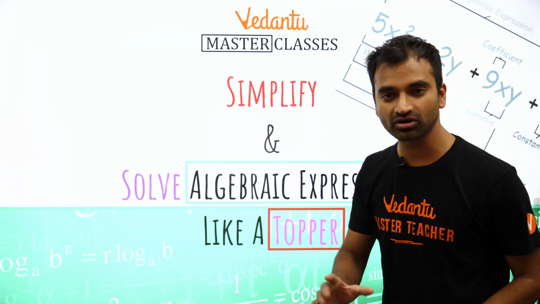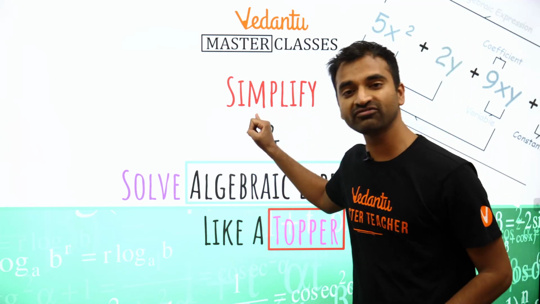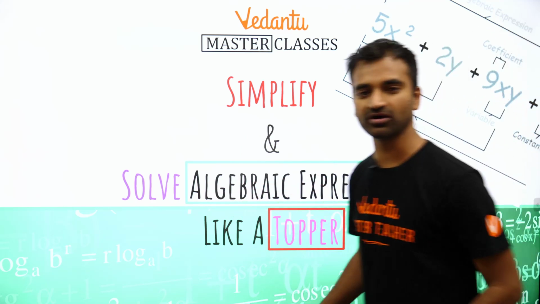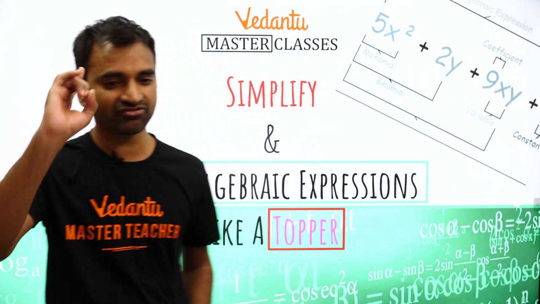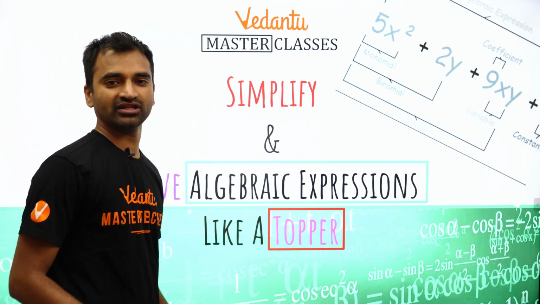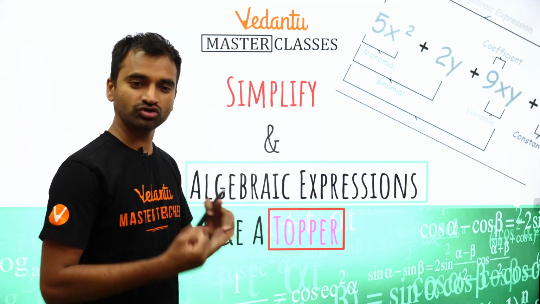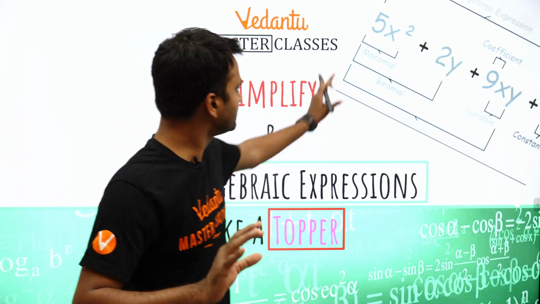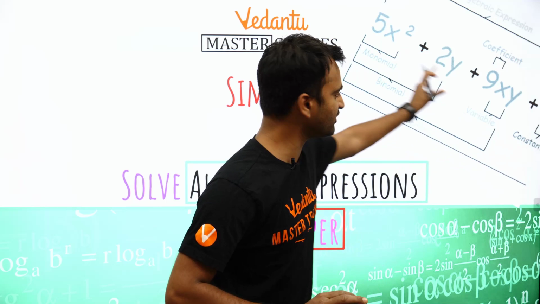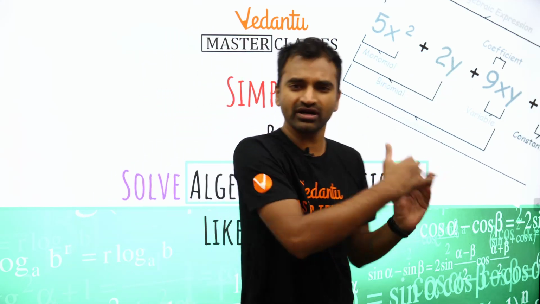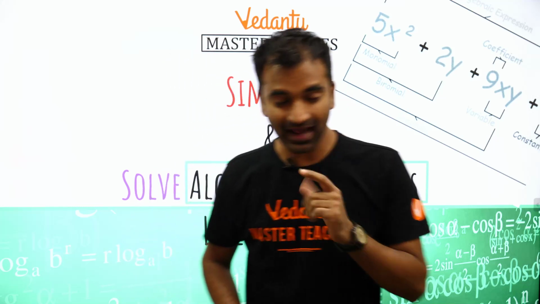We are going to find out how to simplify and solve algebraic expressions like a topper. At the same time, we will have fun while doing this. Two things: one, this is what we want to know; two, we want to have fun. This is what an algebraic expression looks like. We will learn more about it, then simplify and solve it, and we will have fun.